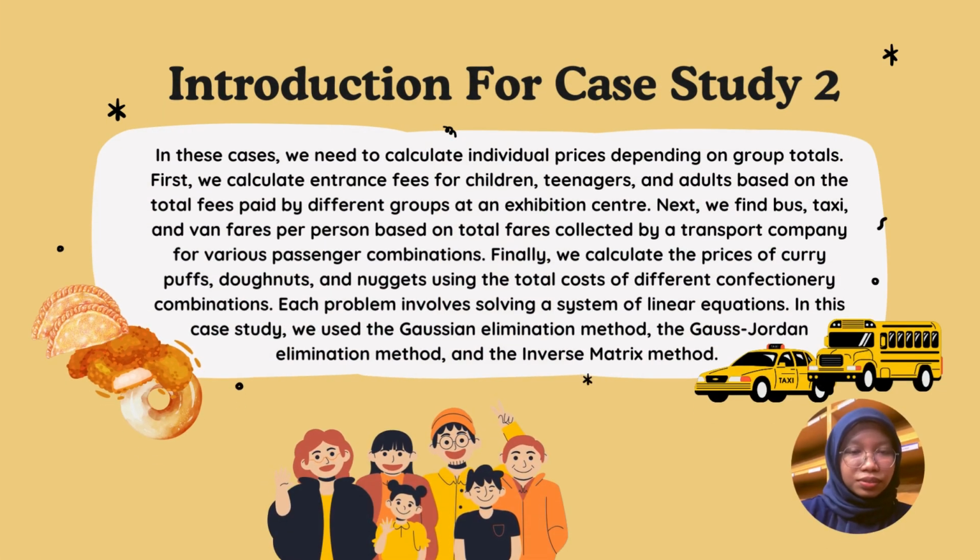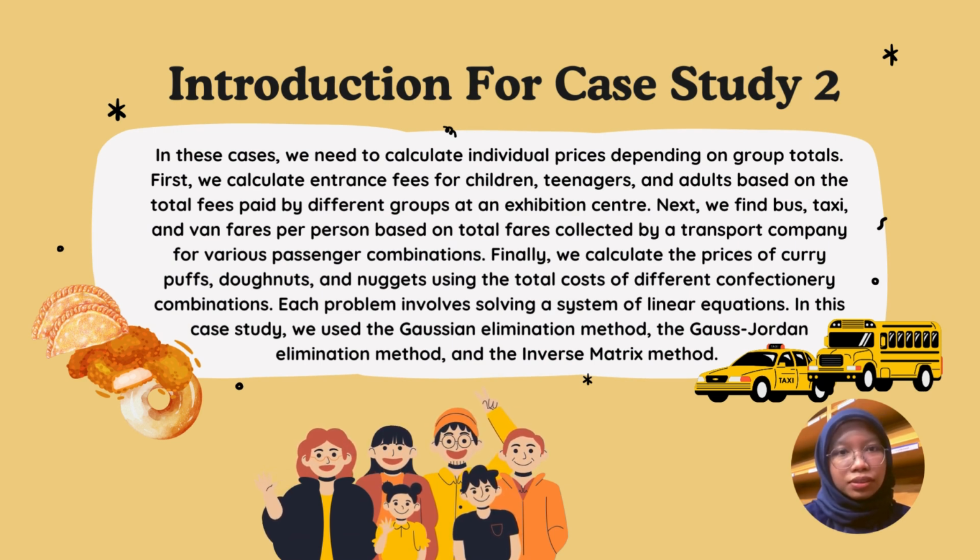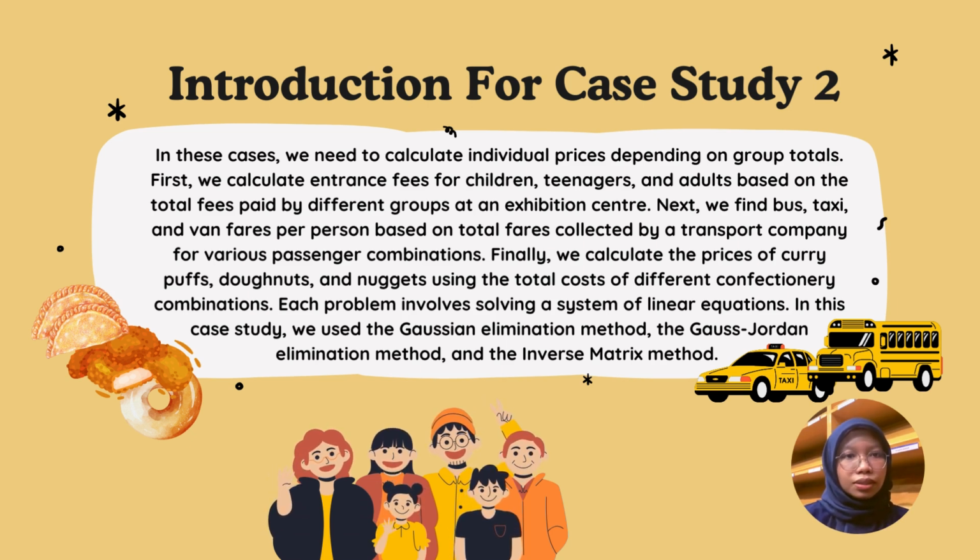Introduction for case study 2. In these cases, we need to calculate individual prices depending on the good: the entrance fee for children, teenagers, and adults based on the total fee paid by different groups at an exhibition center. Next, we find bus, taxi, and van fares per person based on total fares collected by the transport company for various passenger combinations. Finally, we calculate the prices of curry puff, donut and nugget using the total cost of different confectionery combinations. Each problem involves solving a system of linear equations.